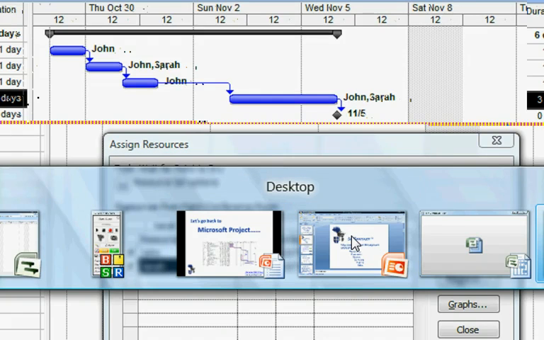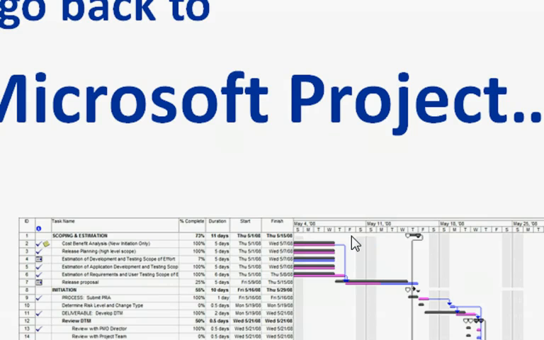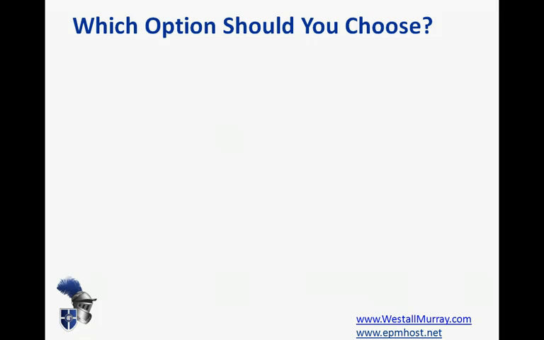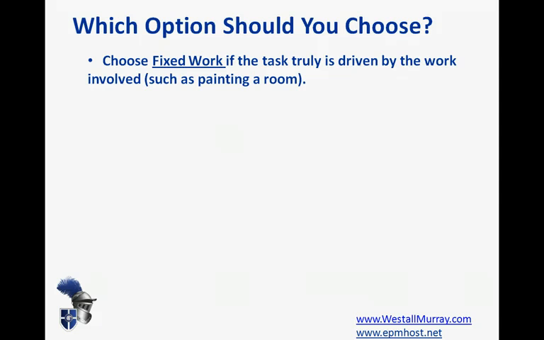So let's just quickly go back to the slides again here and just talk about which option we would choose in various circumstances. And my recommendations would be that you should choose fixed work if the task actually is dependent on the amount of work. If the most important thing about the duration of this task is the number of person hours, then choose fixed work.